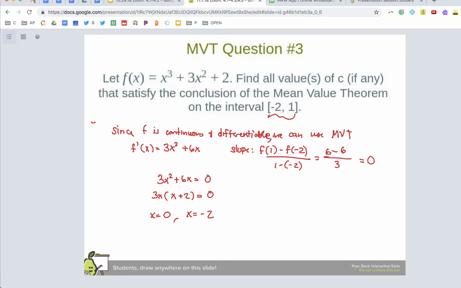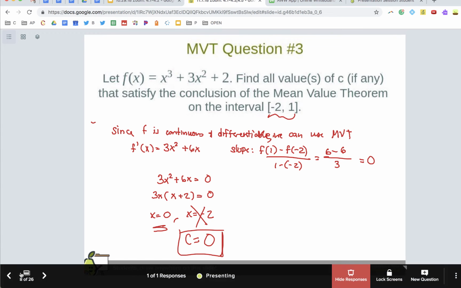And I'm going to show you on the next slide why. We considered x equals negative 2, but it's not within our interval. So we have to eliminate that answer. We must show it and then eliminate it. So the only answer that we get is c equals 0.